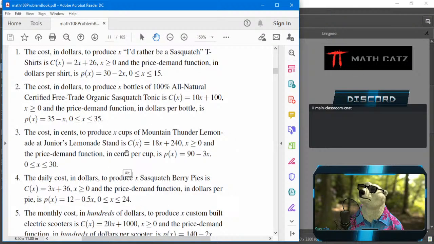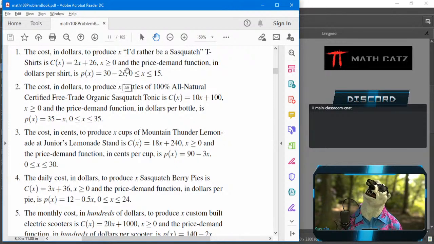Okay, let's just have a look at it. So I have a cost in dollars to produce X number of I'd Rather Be a Sasquatch t-shirts, X of them. That's given by a function, and it's just a linear function that shows as the number of t-shirts that I produce changes, the cost is going to change and it's going to increase. The more I make, the more it costs me. Fair enough. This just says I'm not making negative t-shirts, right? I'm making 0 or more t-shirts.